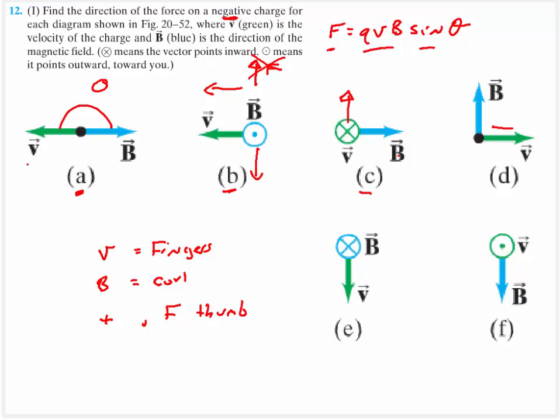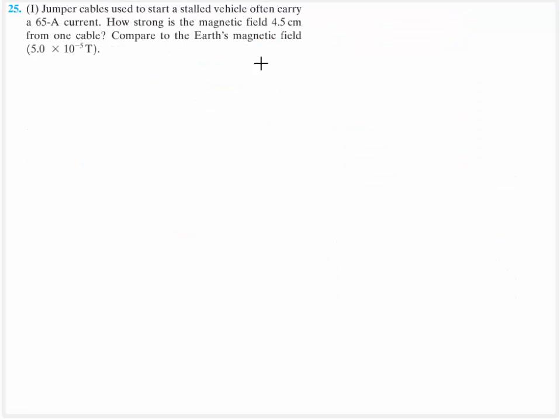Got your fingers, you're pointing them in this direction. You curl them in that direction. It's going to be coming out at you. Reverse that, it's going to be into the page. And I'll say this one is going to be to the left, and that one's going to be to the left, and then let you practice yourself.